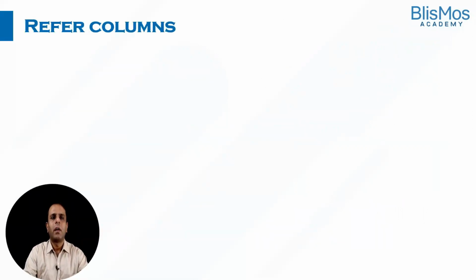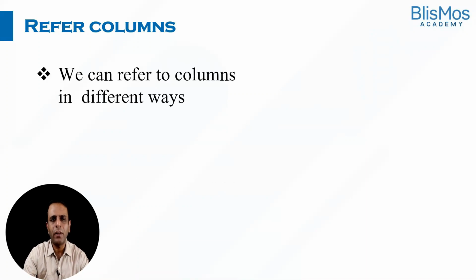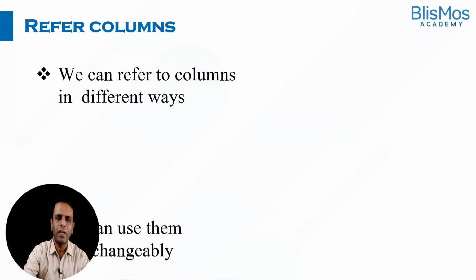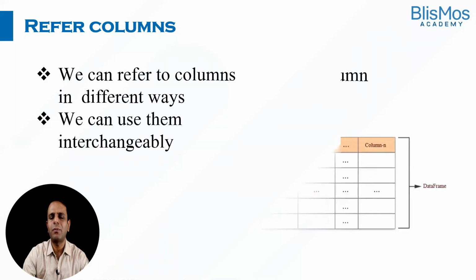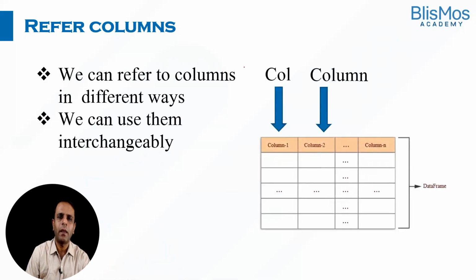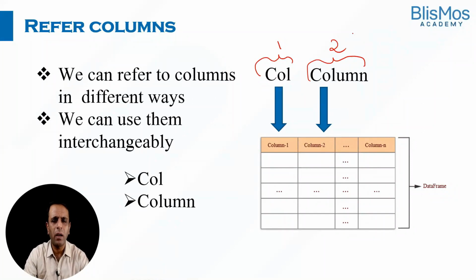How do we refer the columns? We can refer the columns in different ways. Two important ways we can refer the columns are col or column. These are the two different ways. Why is it so important? You will figure it out in some time.